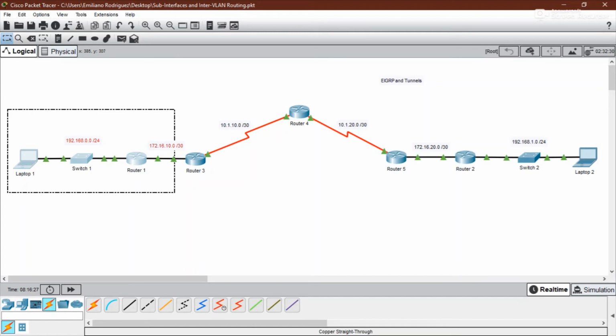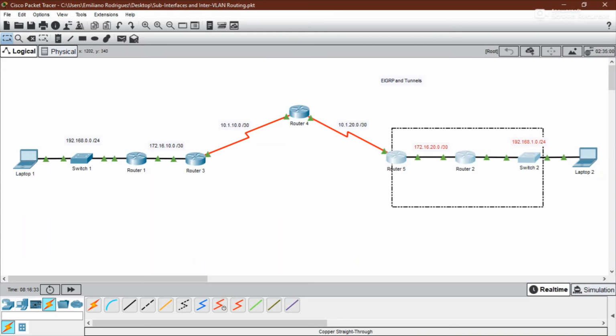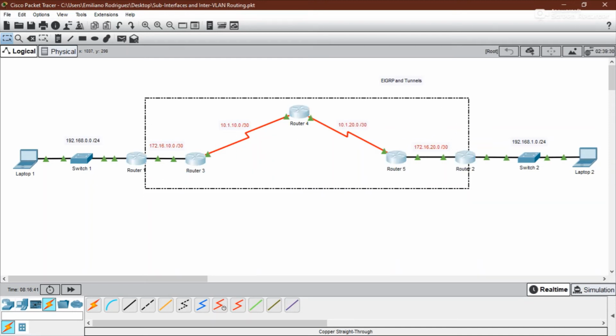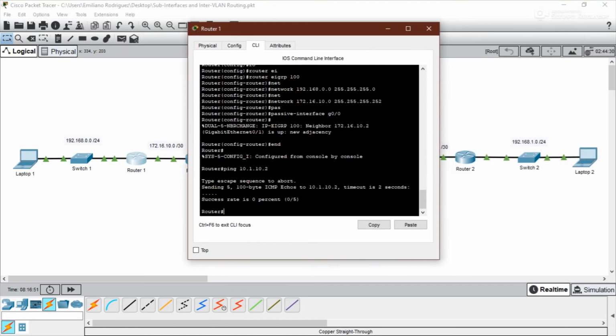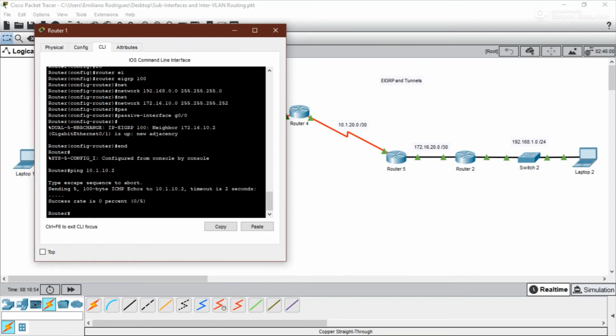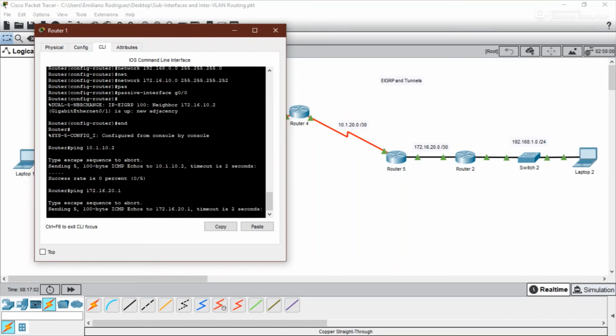Although EIGRP has been enabled for routers 1 and 3, as well as routers 5 and 2, router 1 will not be able to use EIGRP to ping over the wide area network to router 2, since routers 3, 4, and 5 are not using EIGRP to pass traffic. Router 1, try pinging 172.16.20.1, and it will time out.